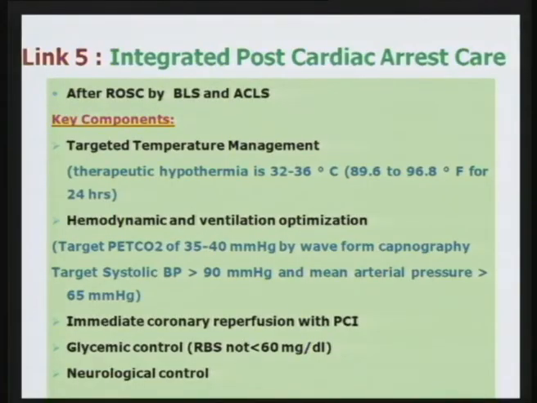So the key component is targeted temperature management. The temperature has to be maintained at 32 to 36 degrees. Hemodynamic monitoring: here the BP has to be more than 90 mmHg and the mean arterial pressure has to be 65 mmHg. And immediate coronary reperfusion with percutaneous coronary intervention. We will do the stenting, because if there is thrombosis or ischemic heart disease, we will start with percutaneous coronary interventions, and glycemic control and neurological control.